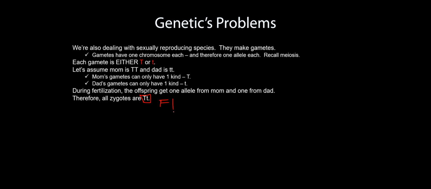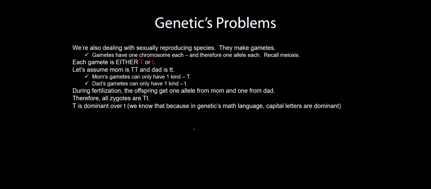Does anybody remember what those are called? The F1s, okay? And capital T is dominant over lowercase t, and we know that because in genetics language, the capital letters are dominant. Now, how would you know this before doing the cross? The answer is you don't. These are empirically determined. We determine them through experimentation.